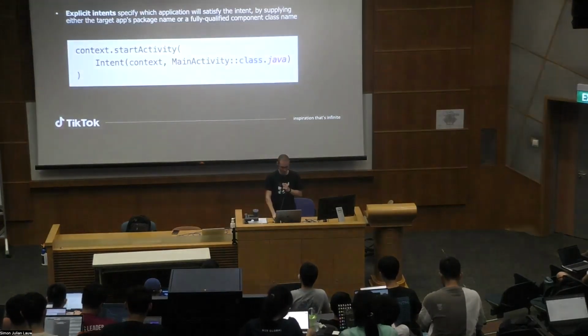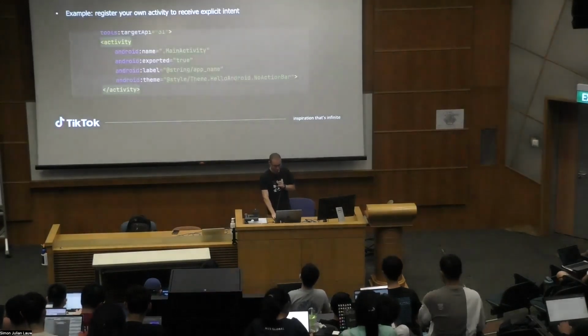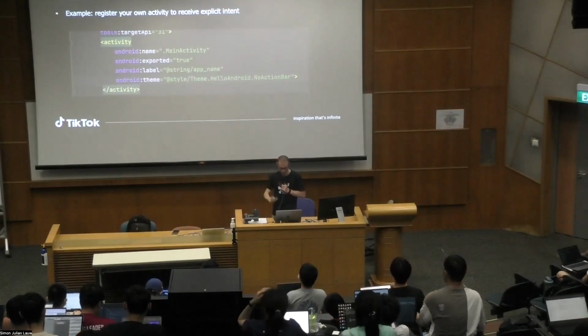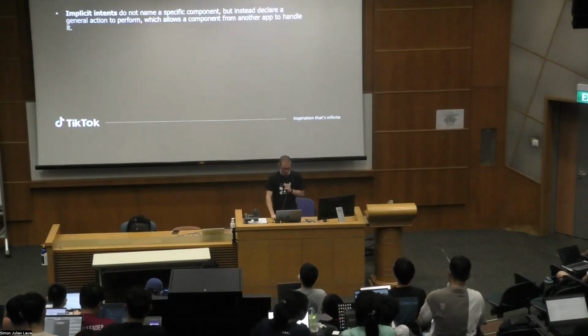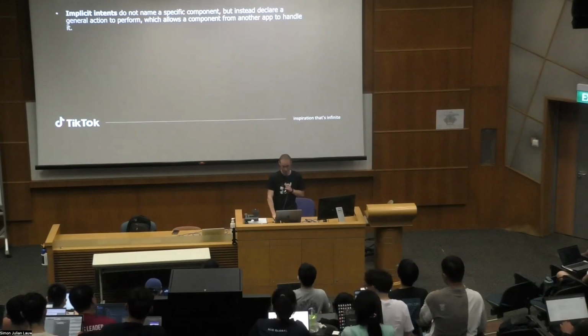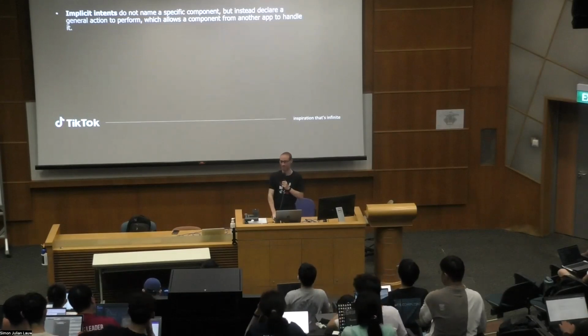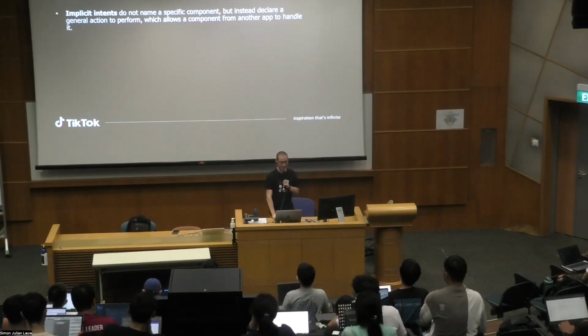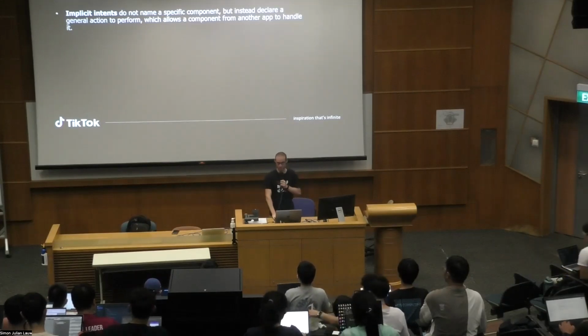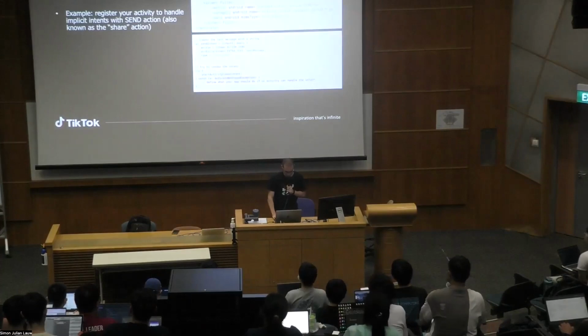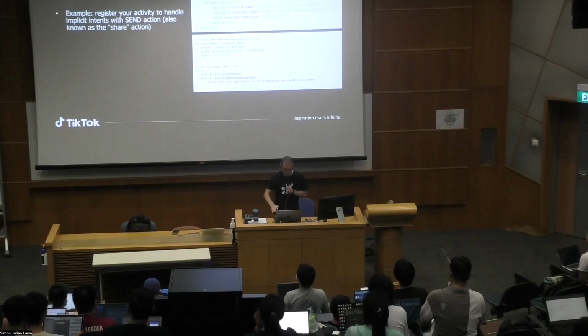So this is the explicit, where I put the activity itself, where I need to register the activity, and implicit, I mentioned just now, where I just mention the action that I want to perform. And I let the OS and the user decide who is going to do it. So in this case, it's action send, so I want to send a message.